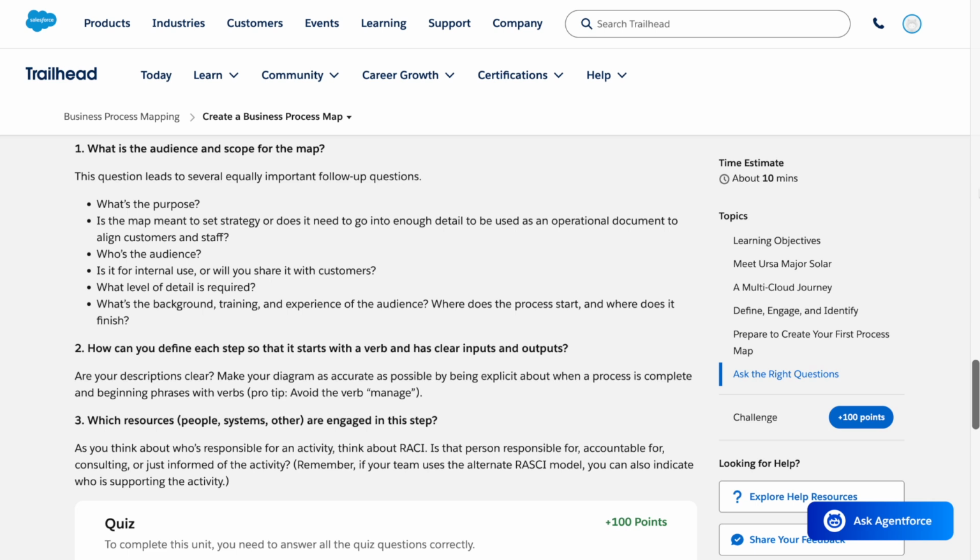3. Which resources, people, systems, other, are engaged in this step? As you think about who's responsible for an activity, think about RACI. Is that person responsible for, accountable for, consulting, or just informed of the activity? Remember, if your team uses the alternate RASCI model, you can also indicate who is supporting the activity.